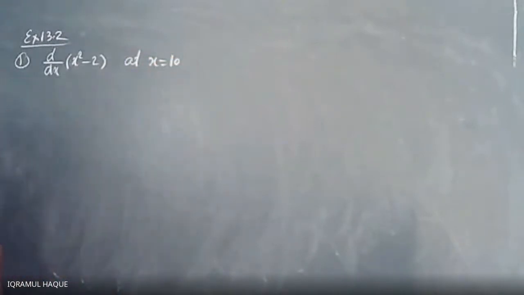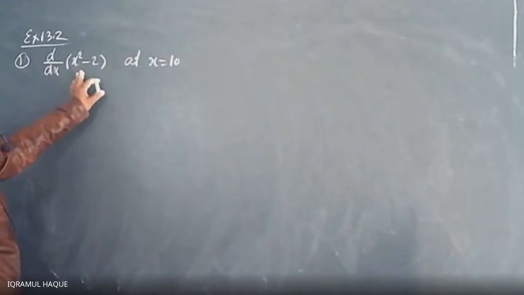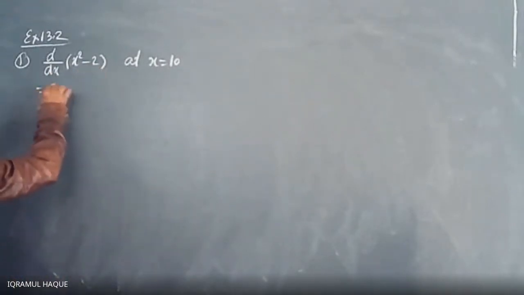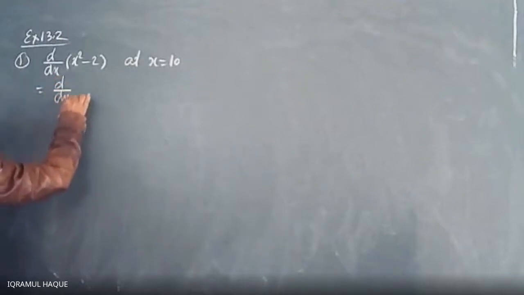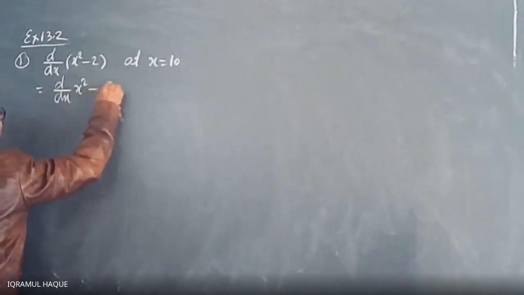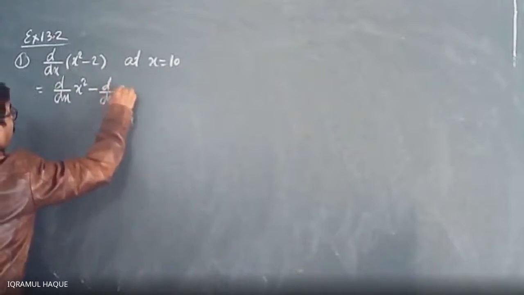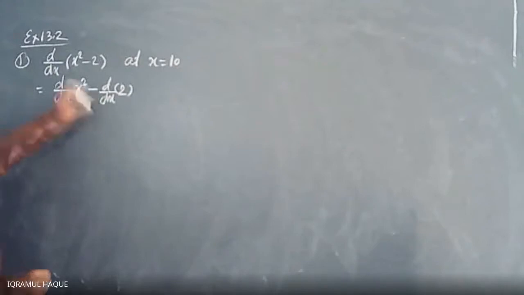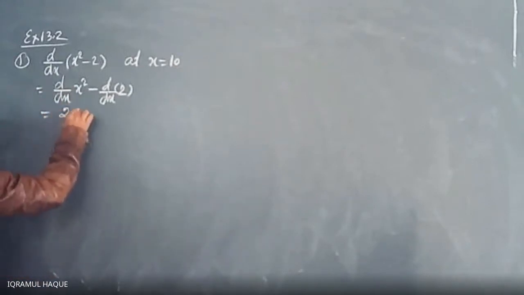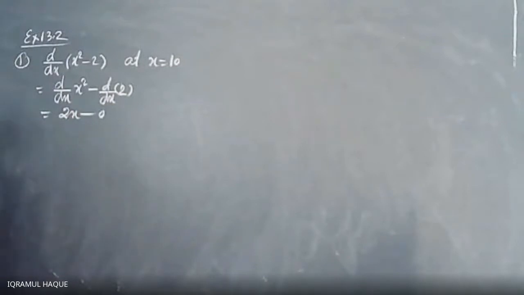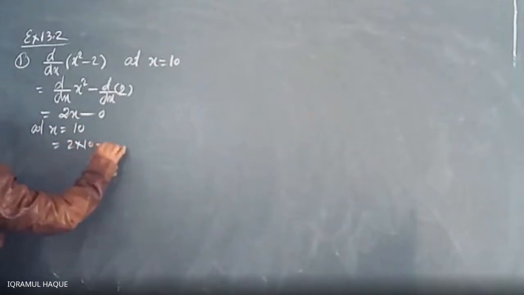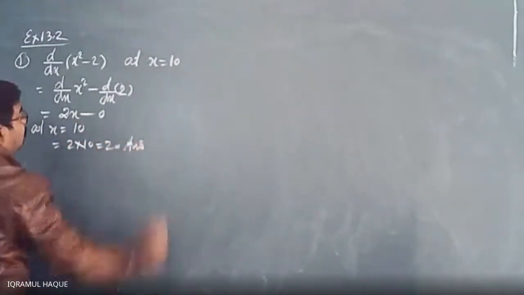So what I told, if we have two functions with plus or minus, we can separate them. We can write like this, see, d of dx of x square minus d of dx of 2. So x square, this is exponent, this 2 comes first, 2x minus 0, 2 is constant. Now we are going to find at x is equal to 10. So we have 2 into 10 is equal to 20 is the answer.